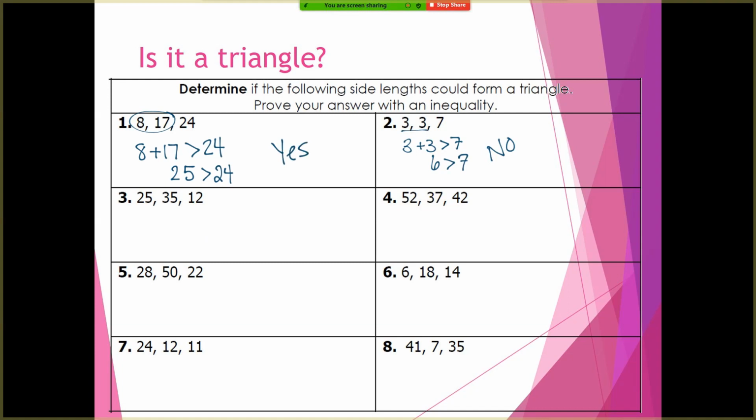So we've got to take the two shorter sides and make sure that they're longer than the third side. So when we do question 3, we want to add these two numbers together and make sure that they're longer than 35. So 25 plus 12 must be greater than 35. Well, 25 plus 12 is 37. 37 is greater than 35. So this checks. This is a possible triangle.